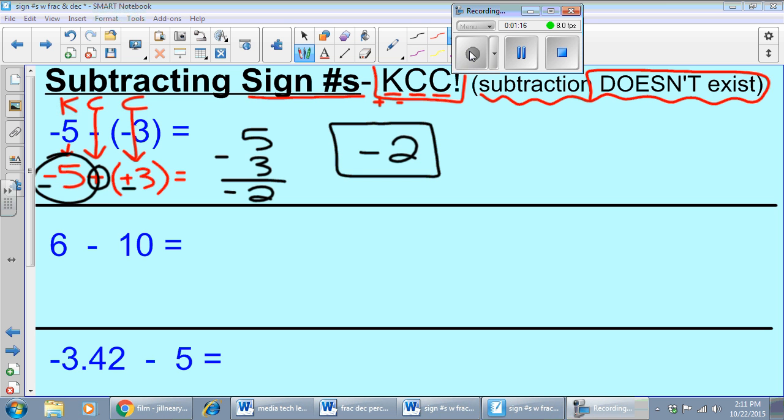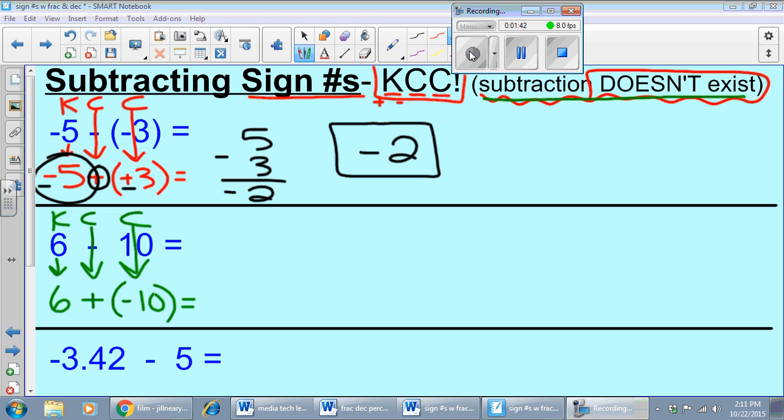Dropping down to the next one, let's take a look at 6 minus 10. Well, I know subtraction doesn't exist, so I'm going to apply KCC as soon as I see subtraction as my original operation. I will keep +6 as +6. I will change subtraction to addition because subtraction doesn't exist. And to balance out the flipping of that operation, I have to change 10 to its opposite, which is -10.